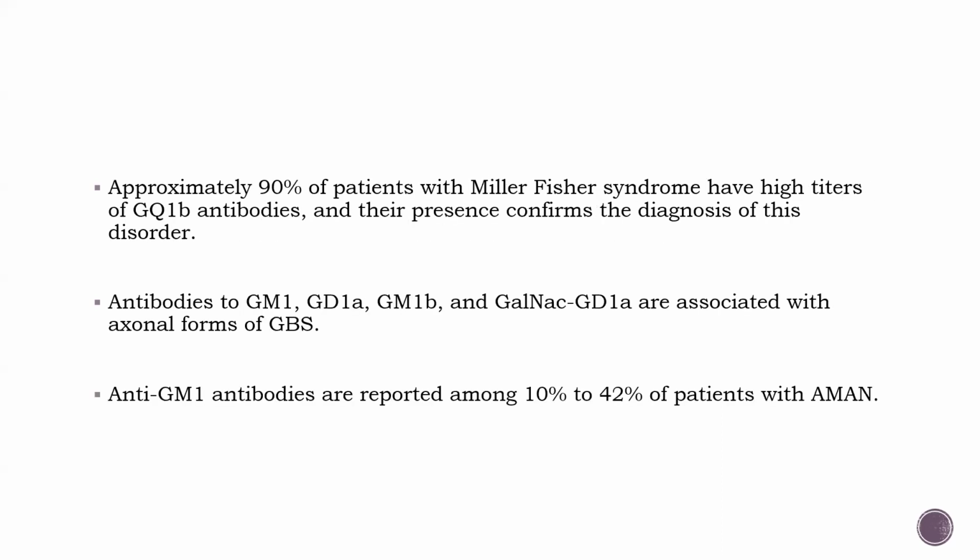Approximately 90% of patients with Miller-Fisher syndrome have high titers of GQ1b antibodies, and their presence confirms the diagnosis of this disorder. Antibodies to GM1, GD1a, GM1b, and GalNAc-GD1a are associated with the axonal form of GBS. Anti-GM1 antibodies are reported among 10% to 42% of patients with AMAN.